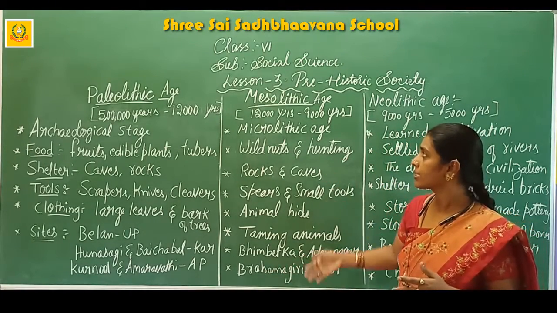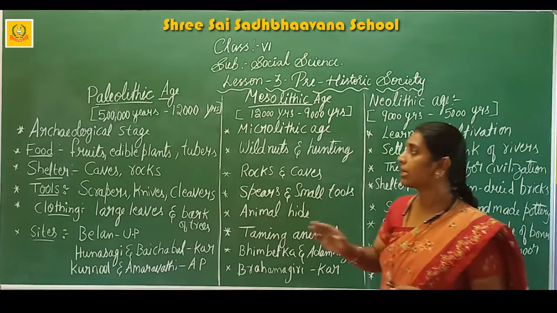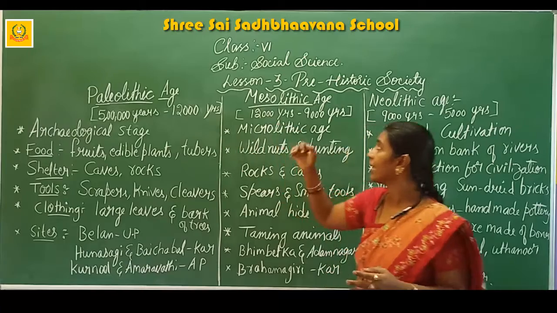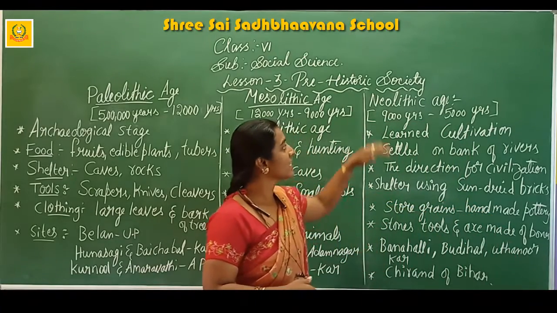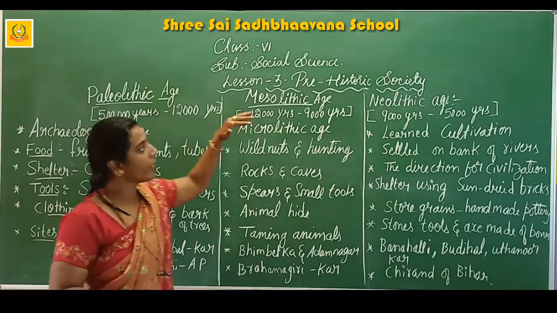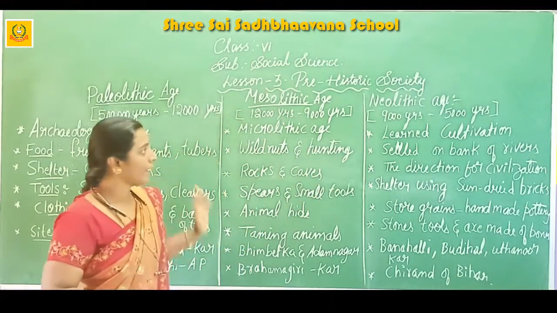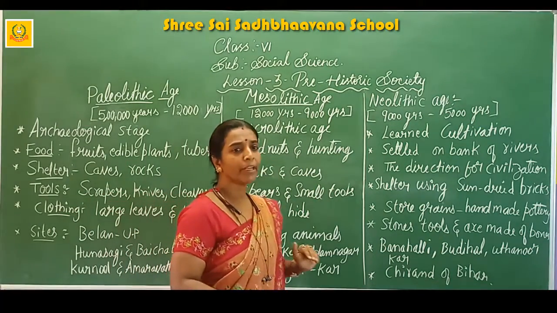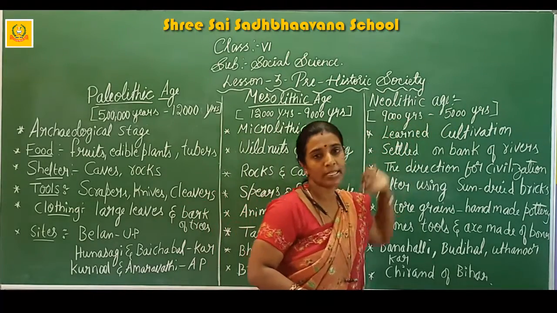These are the sites where we can see the Mesolithic Age evidences. Children, I explained to you the Paleolithic Age and the Mesolithic Age. Let us move on to the next age, that is the Neolithic Age. I want to remind you, these three ages are classified under prehistory. Understood? Okay. Neolithic Age. When you come to the Neolithic Age, it is between 9,000 years to 5,000 years ago.